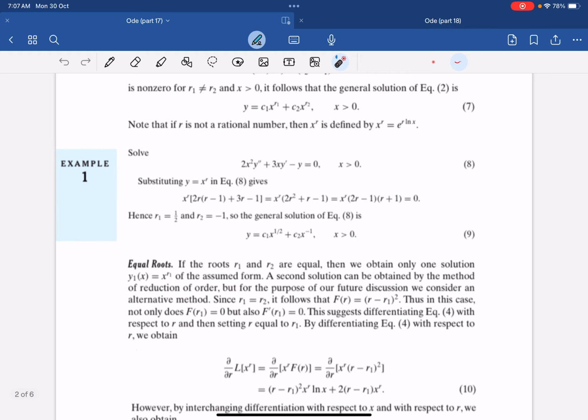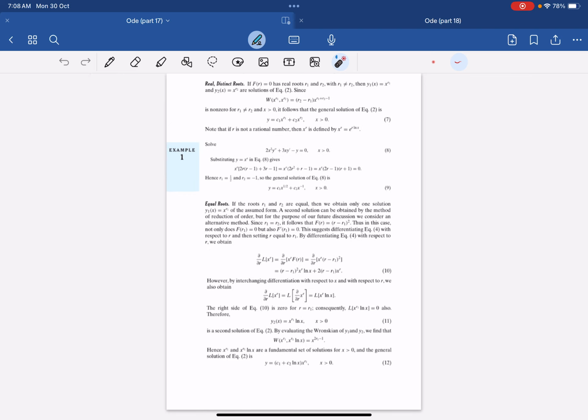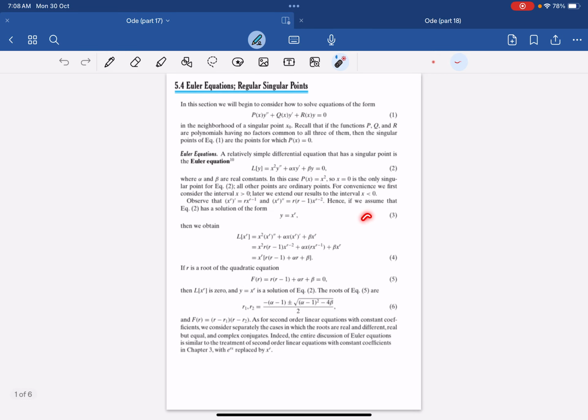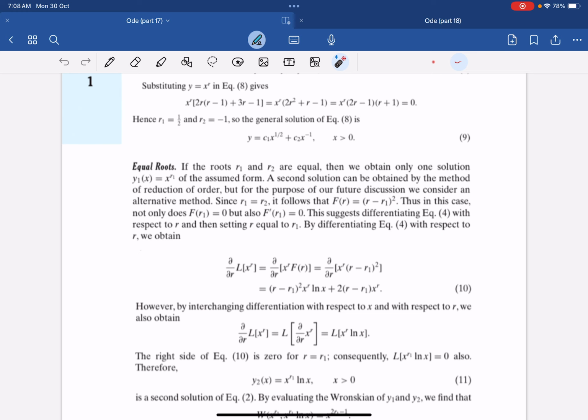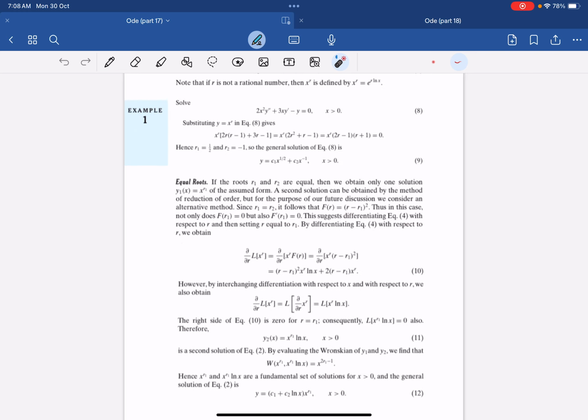Next, we see an example to understand it better. We have this Euler equation. Substitute y equals x to the power r, solve for r, and we get y equals c1 x to the power half plus c2 x to the power minus 1. But remember, in every case now, we are looking at when x is larger than 0 only. We'll talk more about the x less than 0 part later on. We'll first see how the solution plays out.